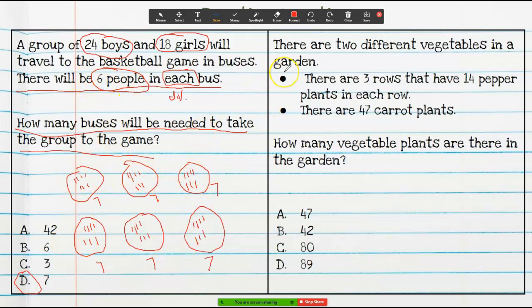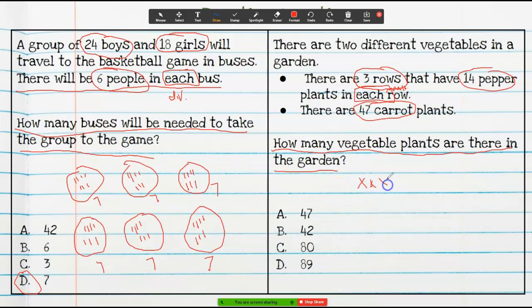Alright, there are 2 different vegetables in a garden. 3 rows that have 14 pepper plants in each row. 47 carrot plants. How many plants are there in the garden? Okay, so I'm multiplying. 3 rows of 14. Okay, so that's like an array.